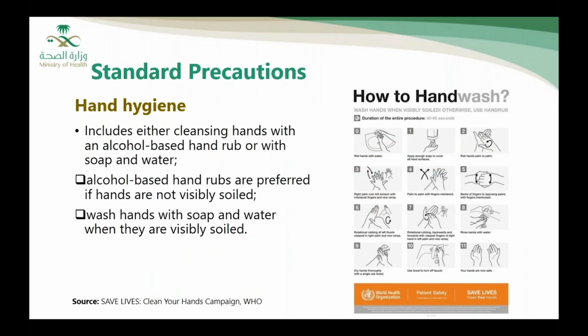For hand hygiene, we have many steps, including either cleaning the hands with alcohol-based hand rub or with soap and water. It depends on the procedure and on the exposure to the microorganism. Alcohol-based hand rubs are preferred if the hands are not visibly soiled. But washing hands with soap and water is preferred when they are visibly soiled.